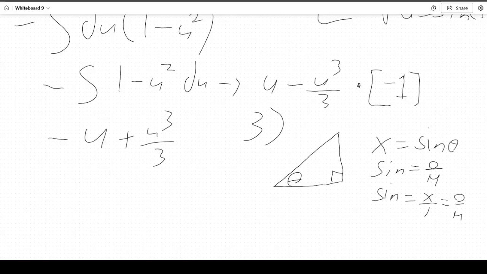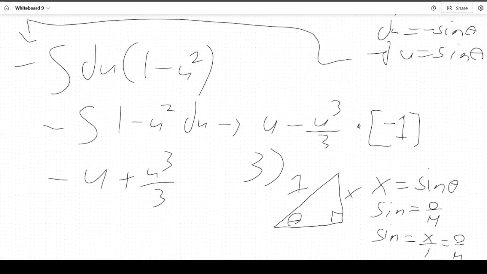And the opposite side is where theta is going to be right here. The x will be here. And the 1 is the hypotenuse, which is always the slanted side. And what about the adjacent side?